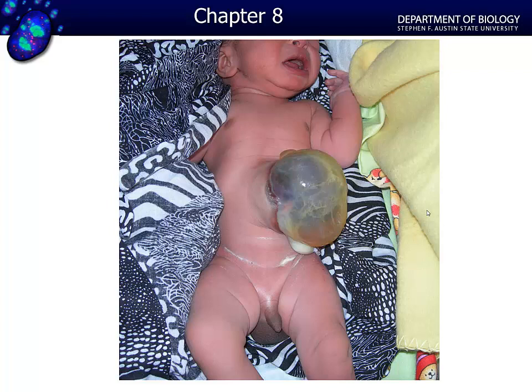Now, I know this looks horrific. However, this is fairly easy to resolve surgically with very little complication whatsoever. We just simply have a physiological herniation that didn't retract itself. You can put these back in fairly quickly, suture that up, and everybody's fine, typically.